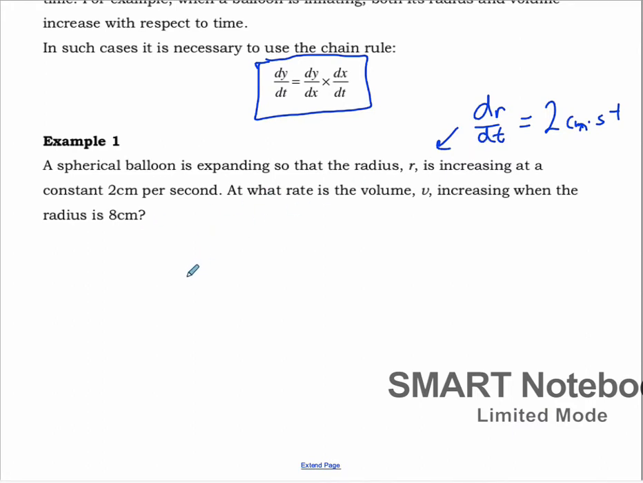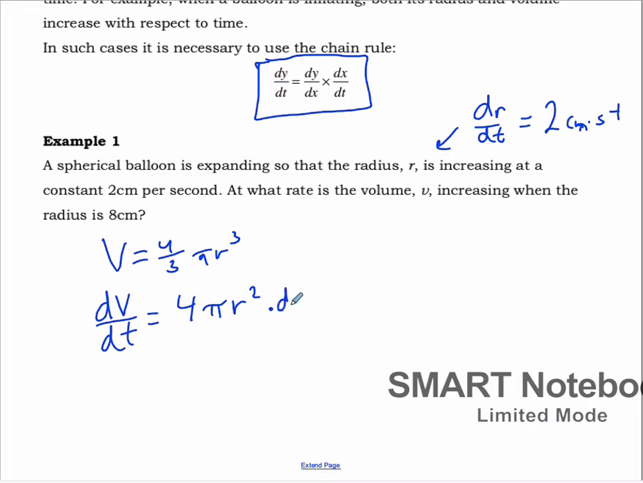To do these kinds of questions, we start off with an equation. In this case, it's the equation for the volume of a sphere, which is 4/3 pi r cubed. It's asking for the rate of increase of the volume, so that's dV/dt. We're differentiating with respect to time. When I differentiate, I multiply by 3, so I have 4 pi r squared, but since I'm differentiating with respect to time, I have to use the chain rule and multiply by dr/dt.